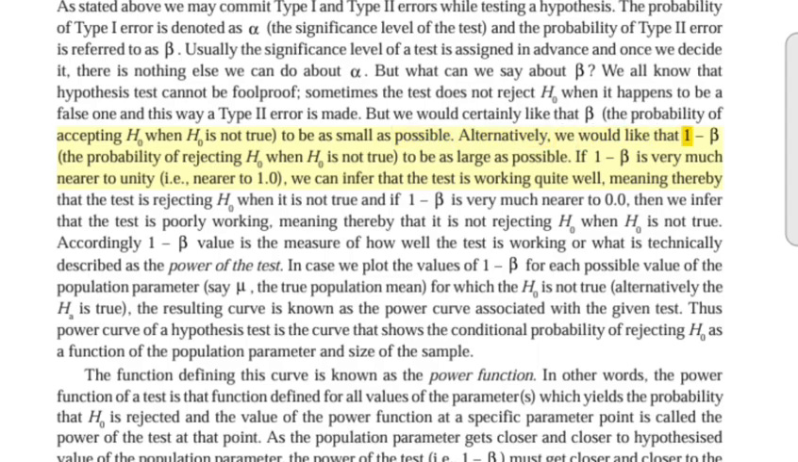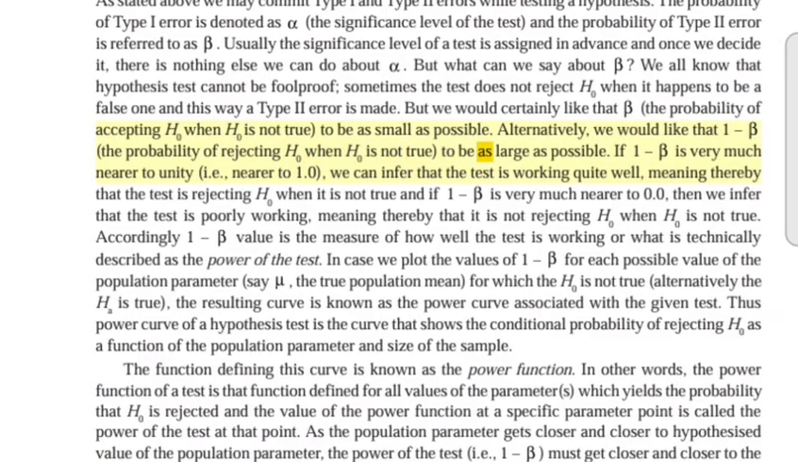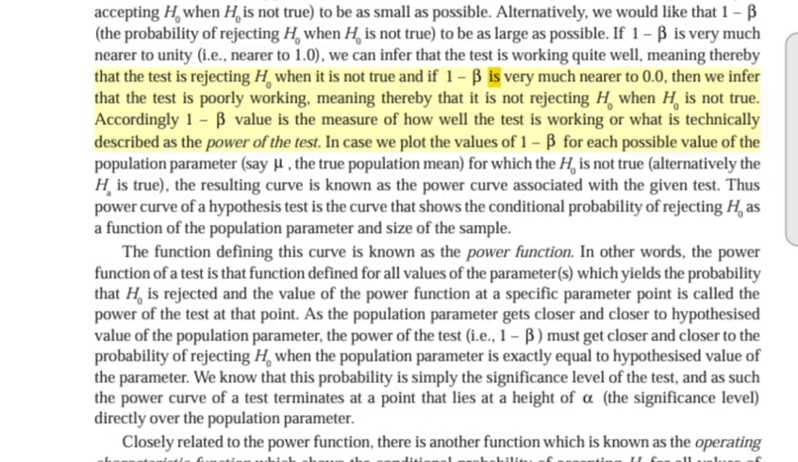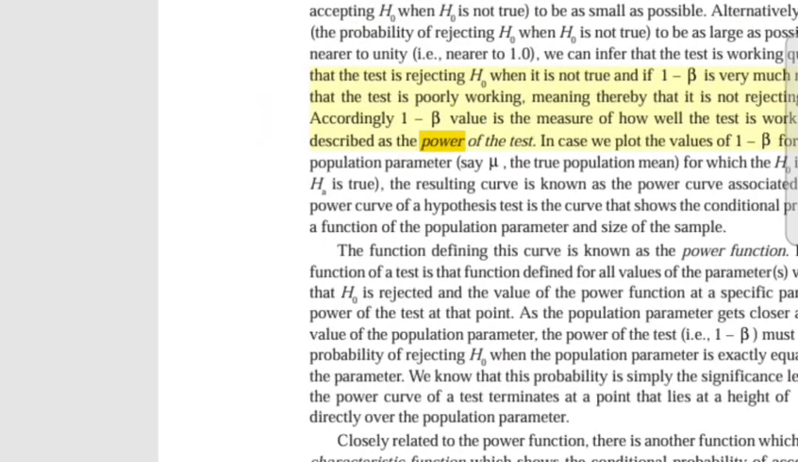Alternatively, we would like that 1 - beta, the probability of rejecting H0 when H0 is not true, to be as large as possible. If 1 - beta is very much nearer to unity, i.e., nearer to 1.0, we can infer that the test is working quite well, meaning thereby that the test is rejecting H0 when it is not true, and if 1 - beta is very much nearer to 0.0, then we infer that the test is poorly working, meaning thereby that it is not rejecting H0 when H0 is not true. Accordingly, 1 - beta value is the measure of how well the test is working, or what is technically described as the power of the test.